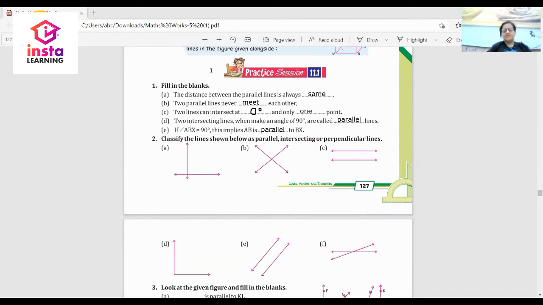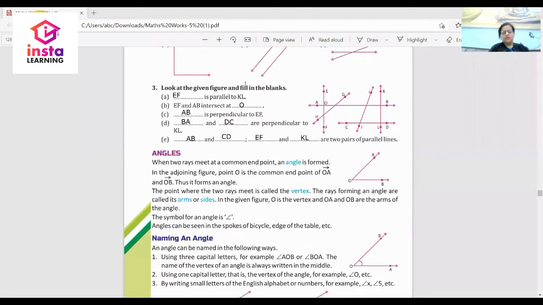Likewise, we will do classification also. So here, when we look at the given figure and fill in the blanks, we see EF is parallel to KL. EF and AB intersect at O. AB is perpendicular to EF. BA and CD are the lines that are perpendicular to KL. AB and CD, EF and KL are two pairs of parallel lines.